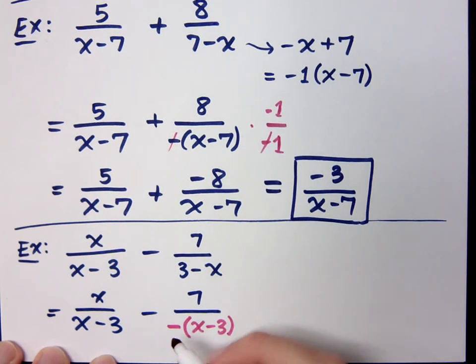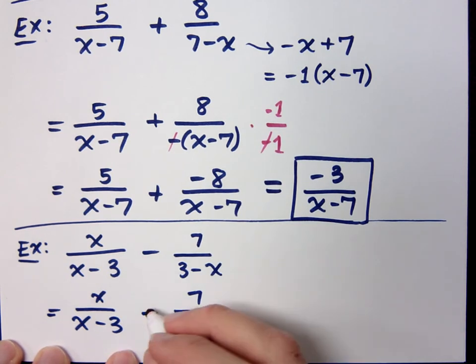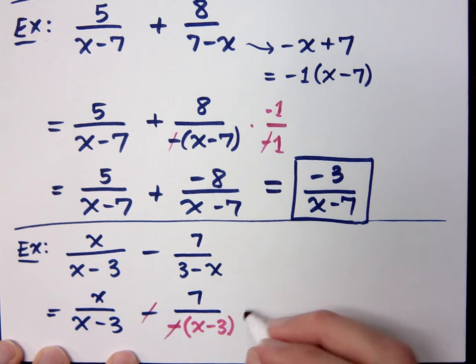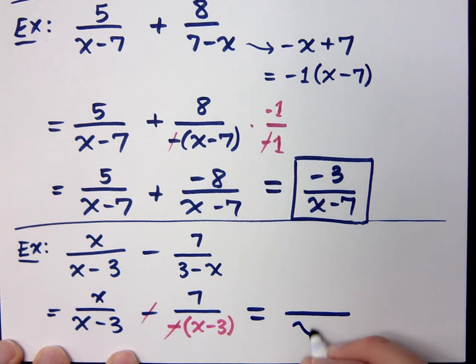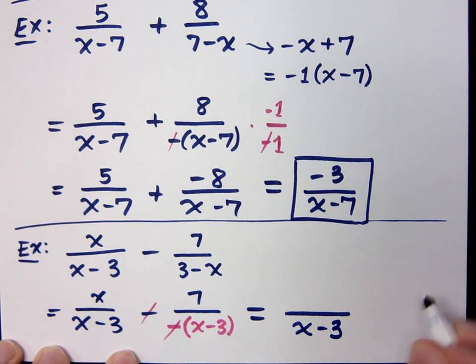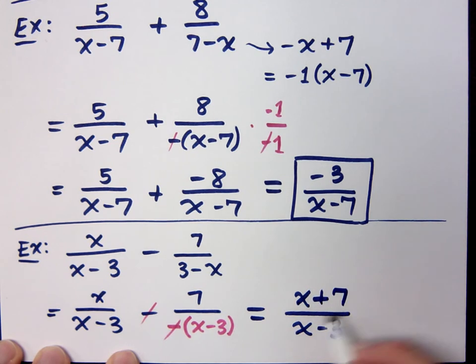And what's going to happen here, I've got a negative in the bottom, but I also have a negative in the top, so what's going to happen there? It's going to make it a positive. So these end up canceling each other out. So what do I have in my final answer? I've got my denominator of x minus 3. What's my numerator? 7 plus x, but we can also say x plus 7.